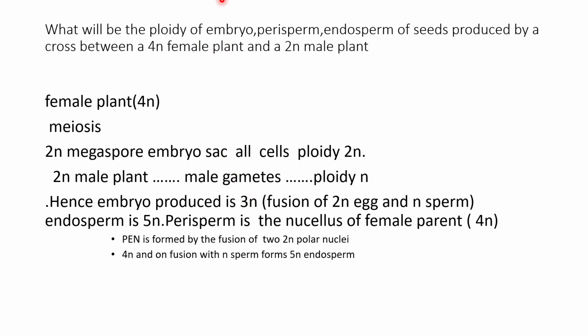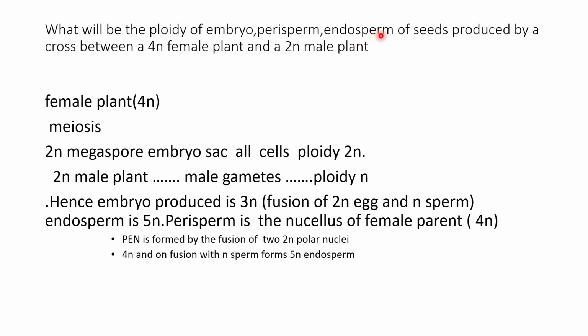Now, what is the ploidy of the perisperm? What is perisperm? It's nothing but the nucellus of the female parent. Yes, this is also going to be tetraploid. What is nucellus? The entire female gametophyte here is called nucellus. So since the female is a tetraploid, the perisperm will have a ploidy of 4N. The answer for the second one here is 4N.